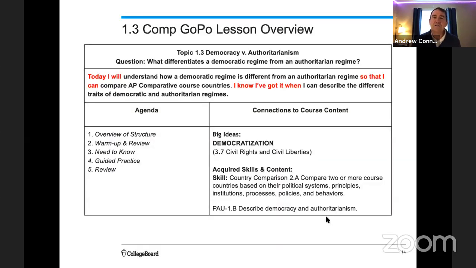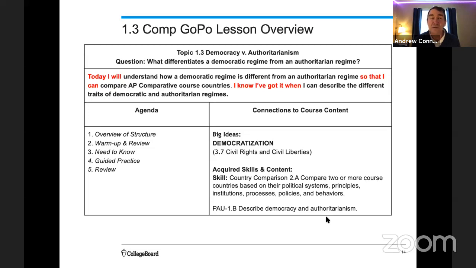So today we are looking at lesson 1.3. We're comparing democracy with authoritarianism. We're looking at what differentiates a democratic regime from an authoritarian regime. And really, by the end of today's lesson, I want you to see a potential type of FRQ that I've written for my students that you could use to help test your skills. Are you able to describe the difference between a democracy and authoritarianism?